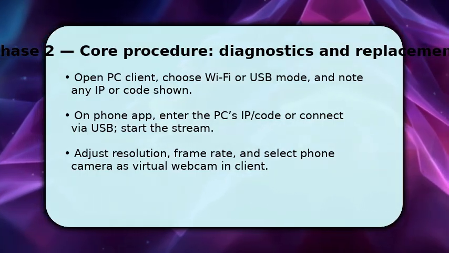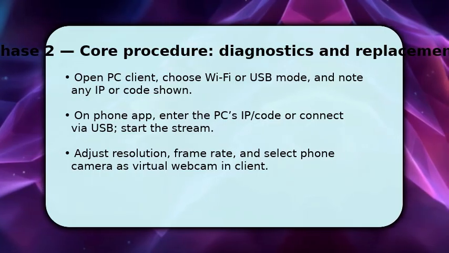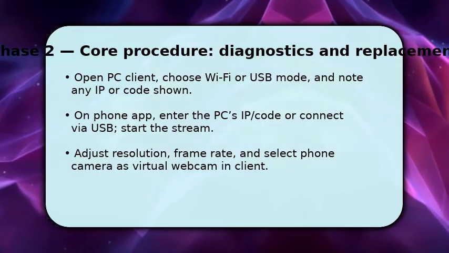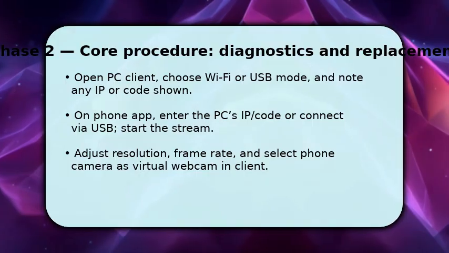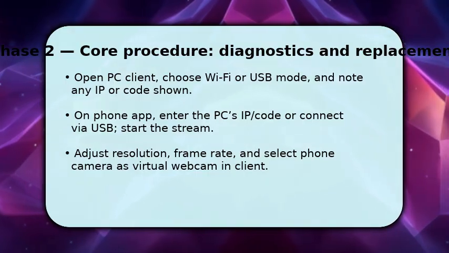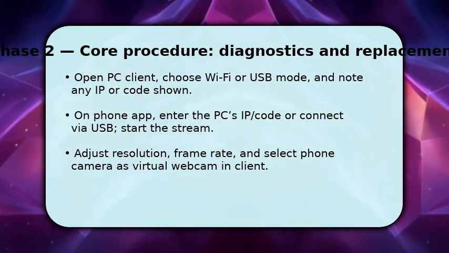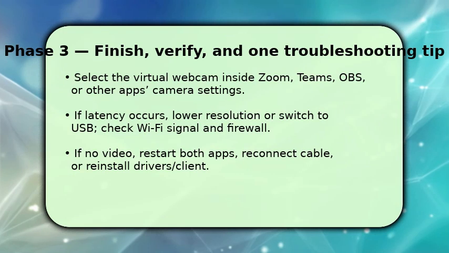Start the video stream. Make sure you choose the resolution and frame rate that match your bandwidth. Finally, set the phone camera as the virtual webcam inside the client, so Windows recognizes it for apps. You're ready to use the phone as a webcam.